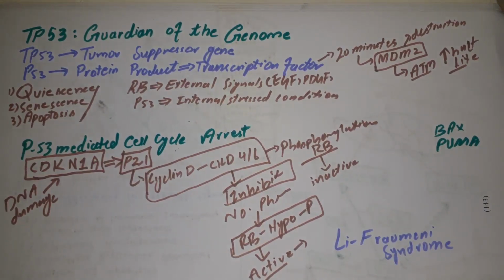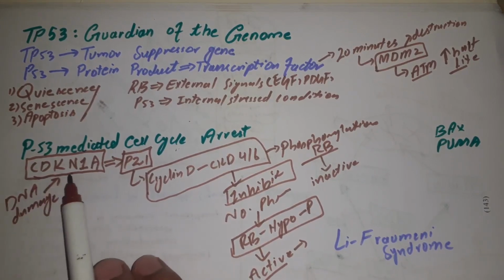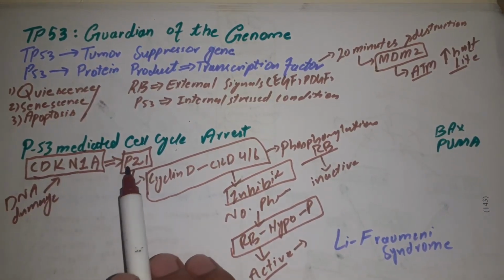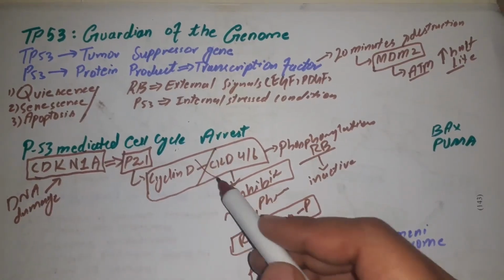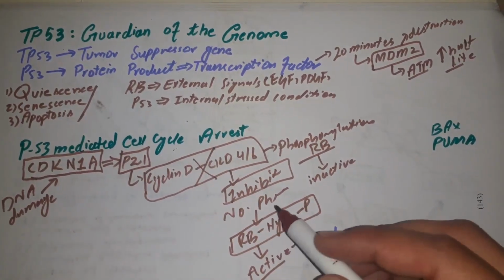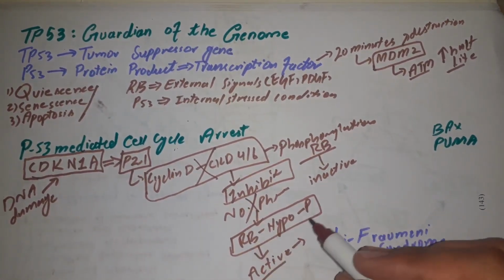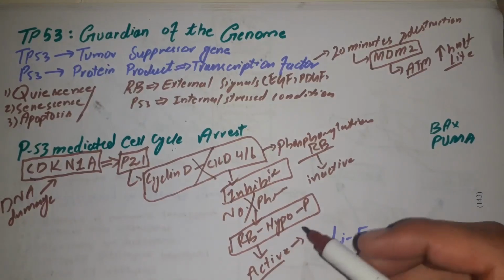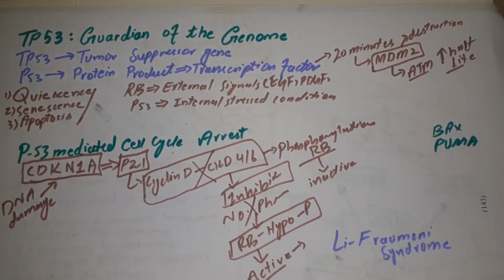So in this way, there is cessation, or you can say stopping of the cell cycle. So DNA damage activated the CDKN1A gene, whose protein product was P21. This P21 inhibited cyclin D and CDK, and when it got inhibited, there was no phosphorylation, and retinoblastoma remains hypophosphorylated, and the hypophosphorylated state of retinoblastoma is the active state, and in its active state, retinoblastoma stops the cell cycle. So in this way, there was a temporary block in the cell cycle, or quiescence.